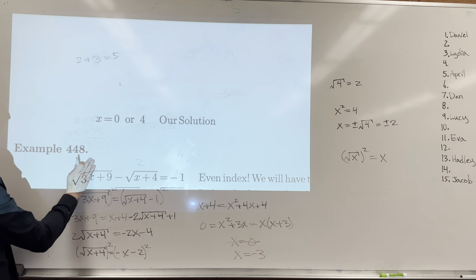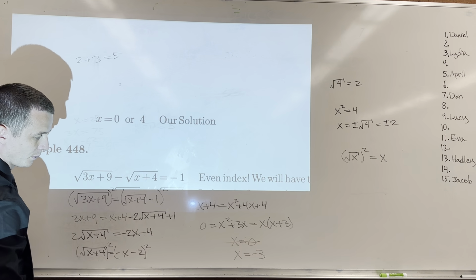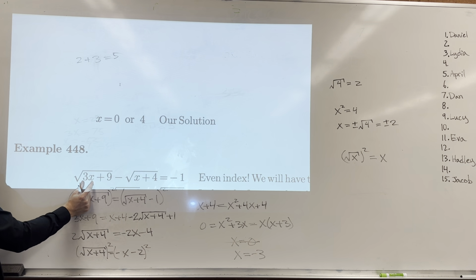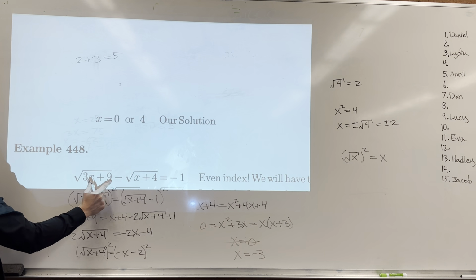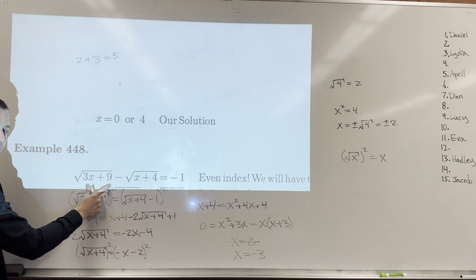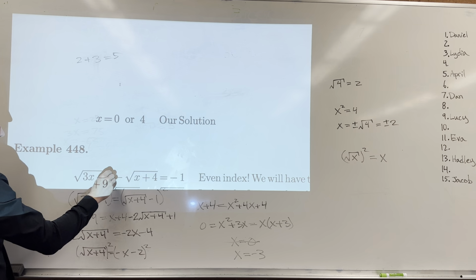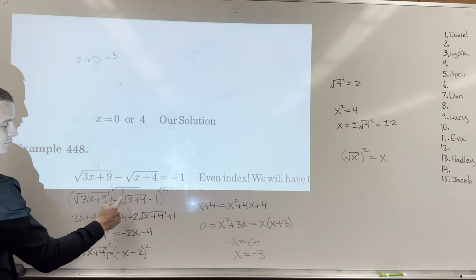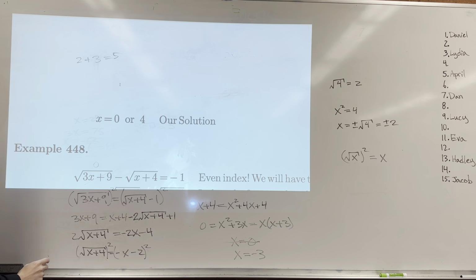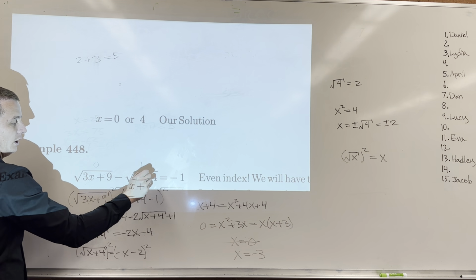Now let's plug in negative 3, right? So negative 3 times 3 is? Negative 9. Negative 9 plus 9 is? 0. Negative 9 plus positive 9 is 0. Okay, so that comes out 0. Negative 3 plus 4 is? Positive 1. Square root of positive 1 is just 1. So 0 minus 1 equals negative 1.